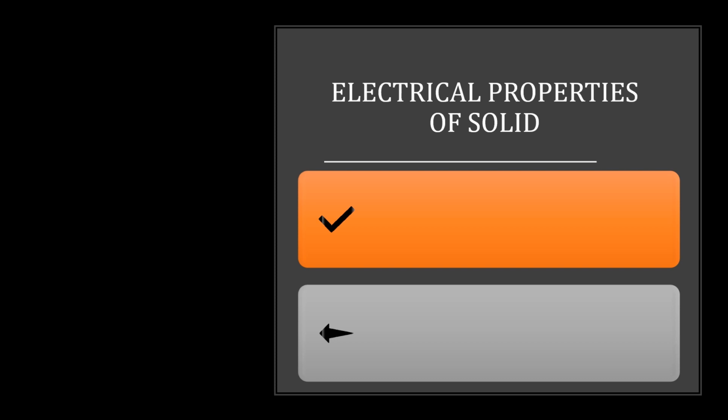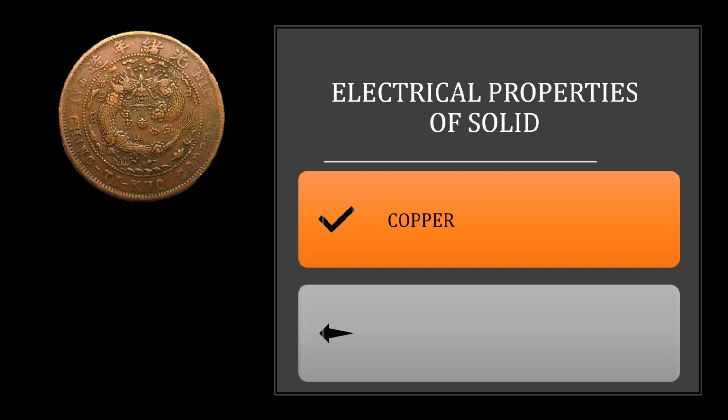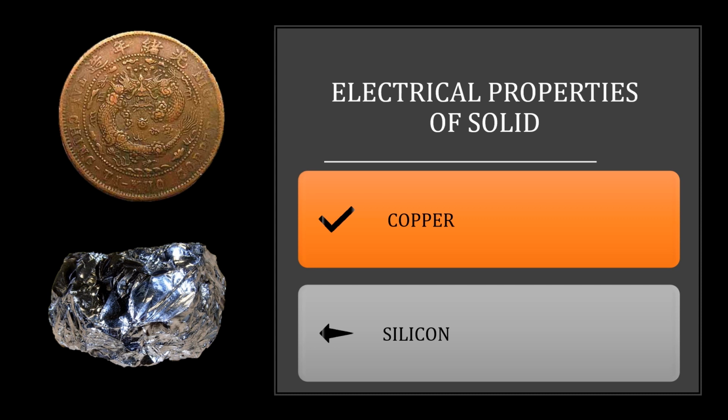So, I am taking two materials, one is copper and the other is silicon. The resistivity of copper is 2 into 10 power minus 8, while that of silicon is 3 into 10 power 3. So we can see that silicon has very high resistivity, therefore it will have very high resistance. So it is a bad conductor.